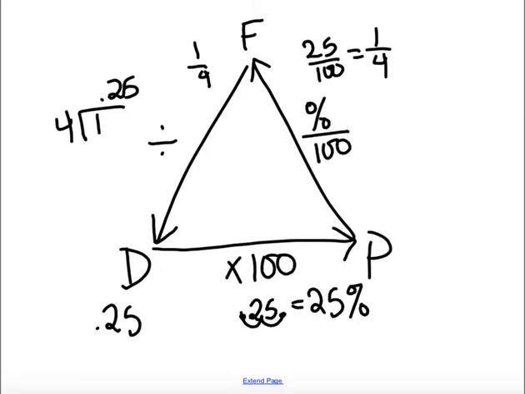Let's say you're given a decimal but want a fraction. Well, we can go around our triangle to go from decimal to percent to fraction. Or maybe we're given a fraction and need a percent. We'll go from fraction to decimal and then to percent. Okay? Let's practice some of these.